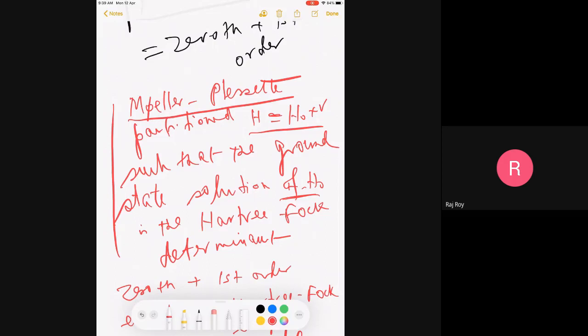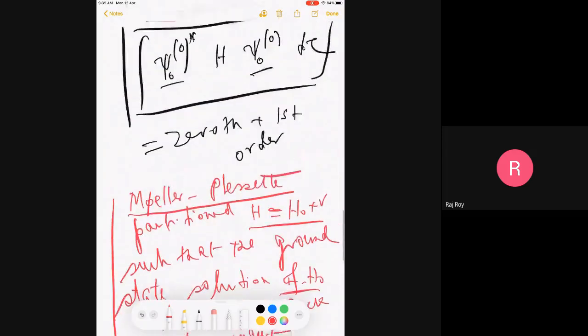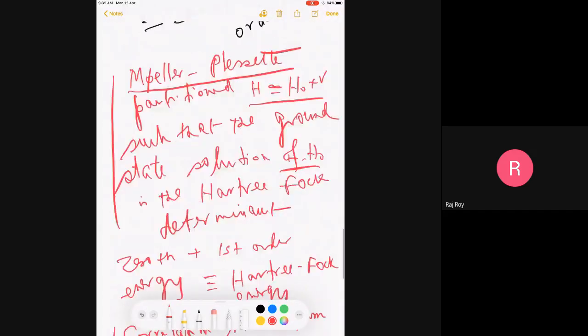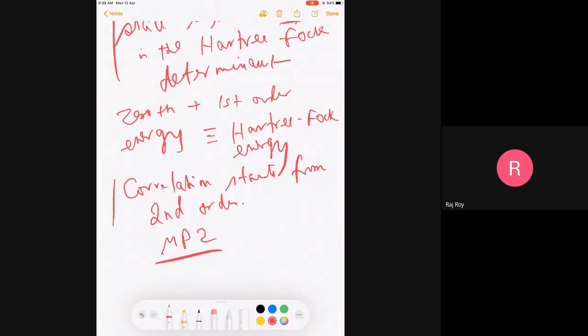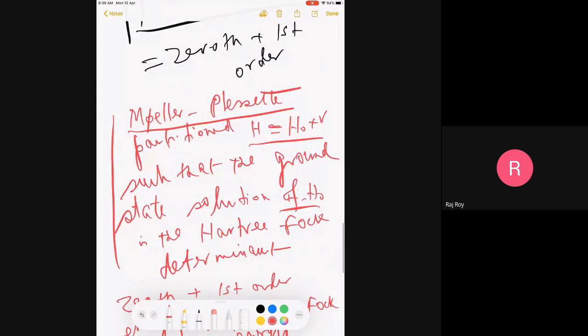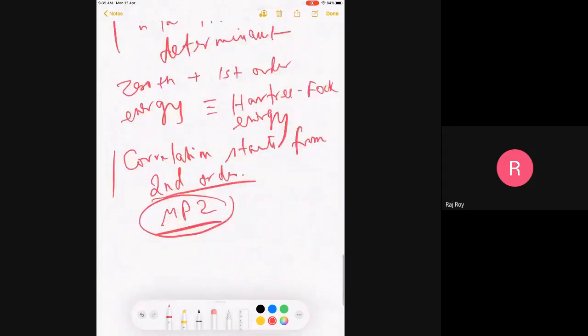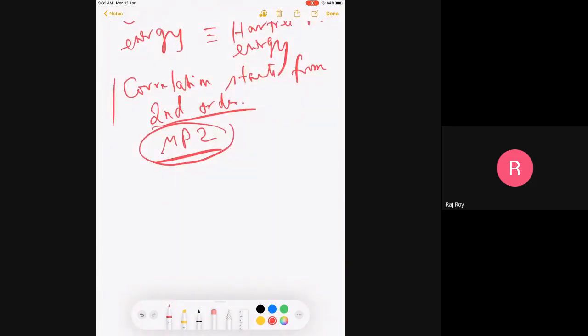How the partitioning was done will be seen later. But the second part, that such that the ground state is the Hartree-Fock determinant, that is what I am now emphasizing. And if that happens, the zeroth and first order is equal to the Hartree-Fock energy, and hence in that partitioning correlation will start from the second order. And this will be called MP2. Is it clear? What you are asking is how to get H0 such that this will happen. This I will come to a little later. Okay? All right, can I proceed?